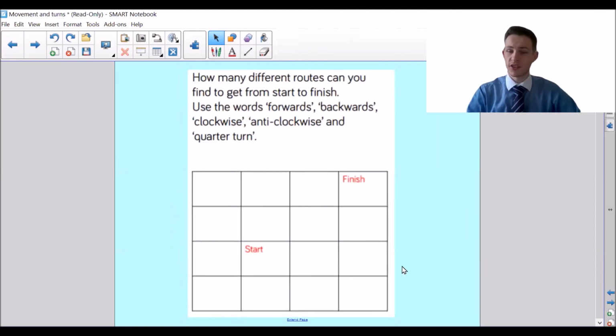And then the second part of the second question is, how many different routes can you take getting from start to finish only using certain vocabulary? Now you can only use the words forwards, backwards, clockwise, anti-clockwise, and quarter turn. So that's a bit of a challenge one. You can't use the other vocabulary that we've been learning, so you need to only use those words. How many different ways can you get from start to finish? Challenge.